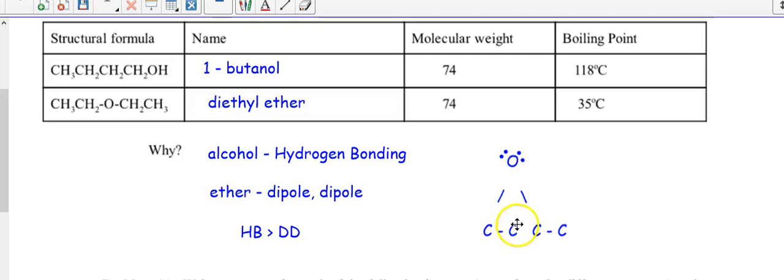But I wanted to show you this structure. I know it's a little bit off, but it's better than nothing, because here in 2D land, this looks linear. If it were linear, it wouldn't have any poles as such. But it is a bent molecule, just as bent as water would be. And therefore, that oxygen is your partially negative area. So you do have dipoles. You have 2 poles, a partial positive and a partial negative.